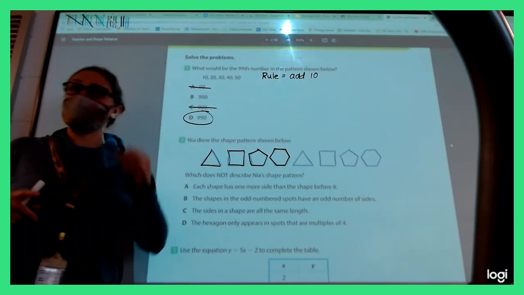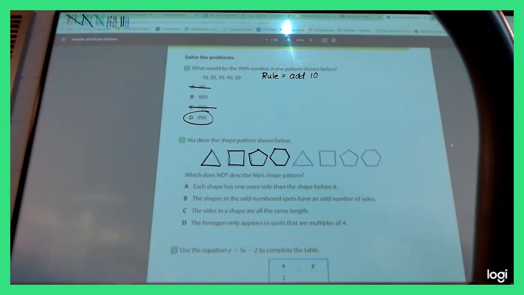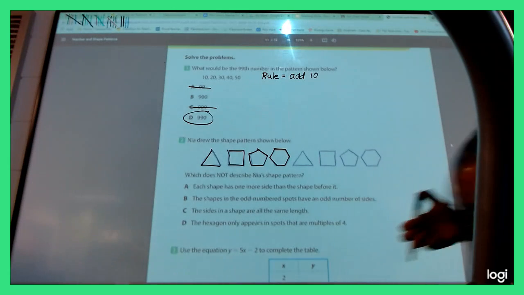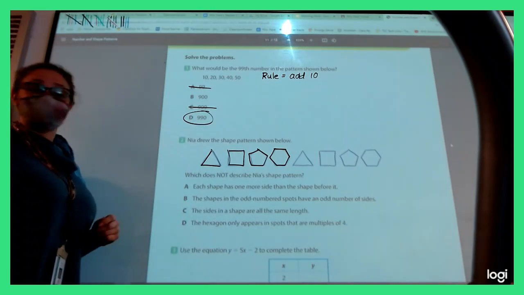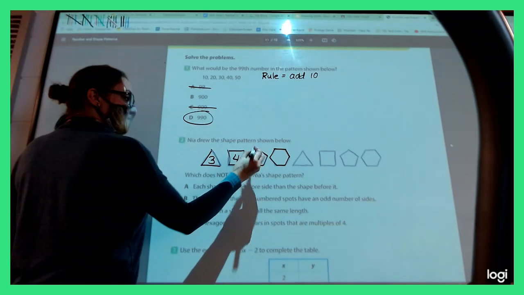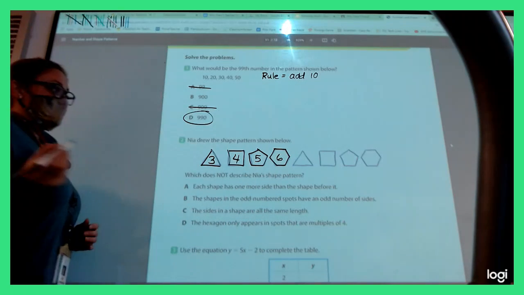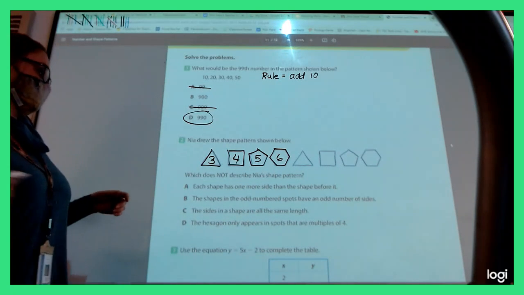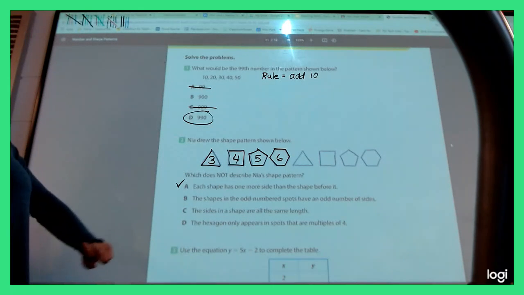Check very carefully before you answer. Each shape has one more side than the shape before it. I'm going to go ahead and label the sides inside my shapes. I recommend that you do the same. A triangle, Hayden brought up yesterday, triangles, 3 angles, 3-sided shape. Square is 4. A pentagon is 5. Hexagon is 6. So, A works, right? So we can put a check mark. That is not our answer because we are looking for the one that does not describe the pattern.